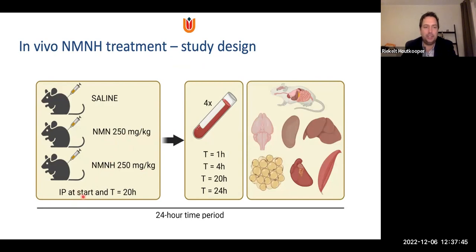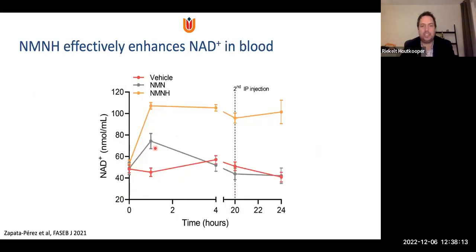We inject intraperitoneally, and then 20 hours later, we inject again, and then 4 hours later, we sacrifice the mice. Throughout the study, at different time points after the first injection, we take blood samples from the tail vein, and then after 24 hours, so 4 hours after the second injection, we take all the tissues and we follow up on the biochemistry there. So this is actually what we saw when we did this time course experiment.